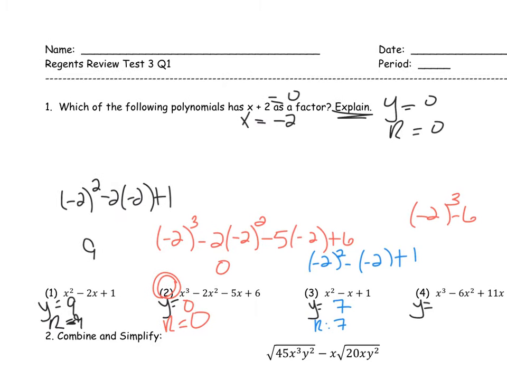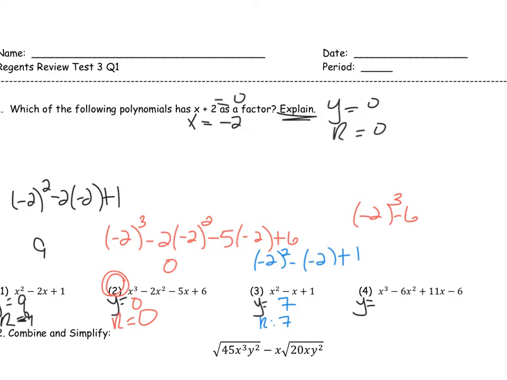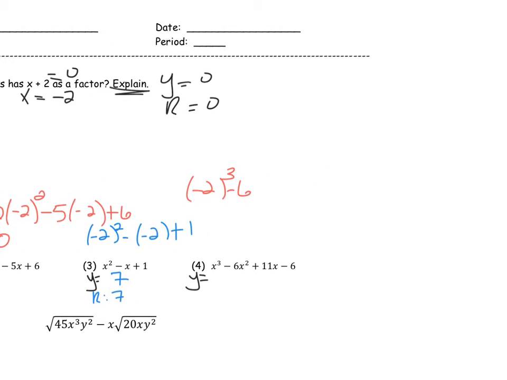I'm running out of room. Let's move this over. Again, remember to use your parentheses, and you'll end up getting -60 for this one. That's your y value, so that means your remainder is -60.